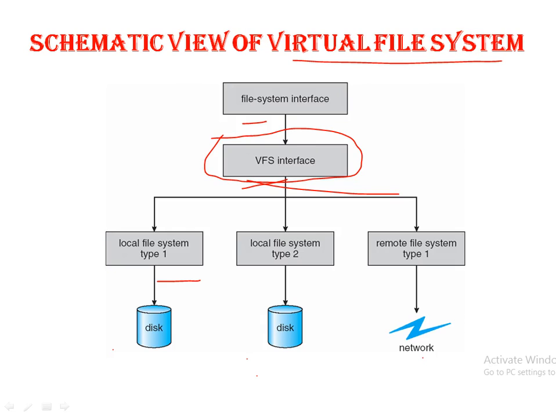The VFS is based on a file representation structure called a vnode. What is this vnode? It contains a numerical designator for a network-wide unique file. This network-wide uniqueness is required for supporting network file systems. And this vnode is maintained by the kernel. The kernel maintains one vnode structure for each active node. So this is what is meant by the schematic view of virtual file system.